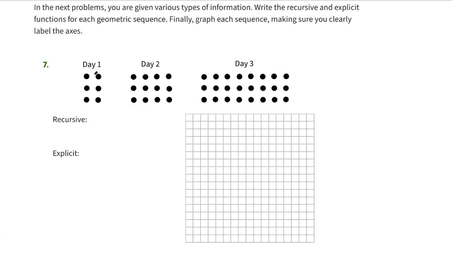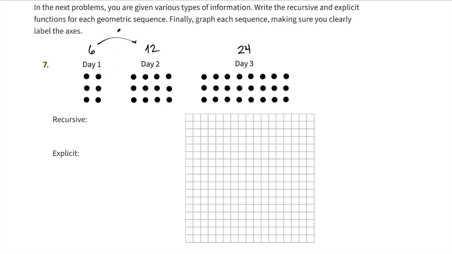Here we see some dots. And if we just count the number of dots, here I've got six dots. And here I've got 12 dots. And here it looks like I've got 24 dots. So it looks like what's happening is we are doubling.